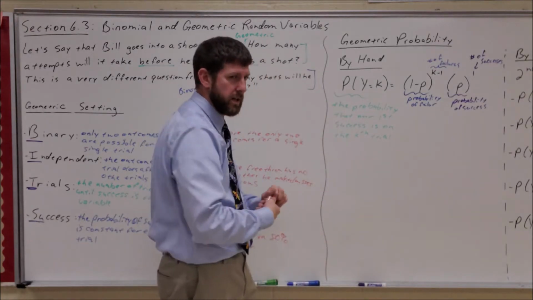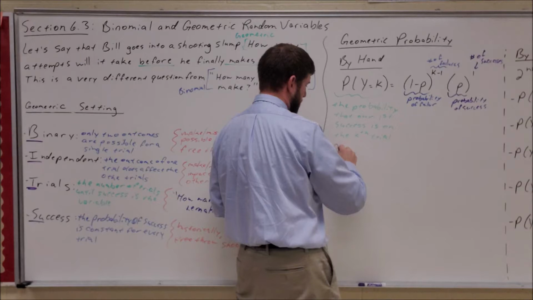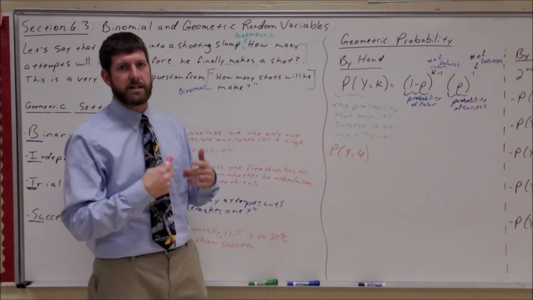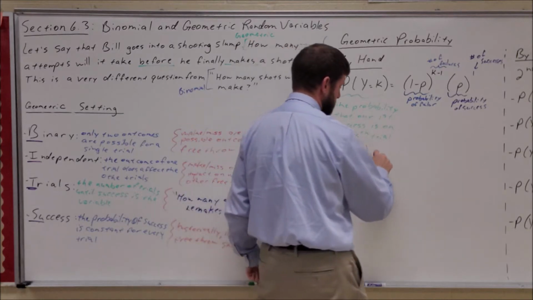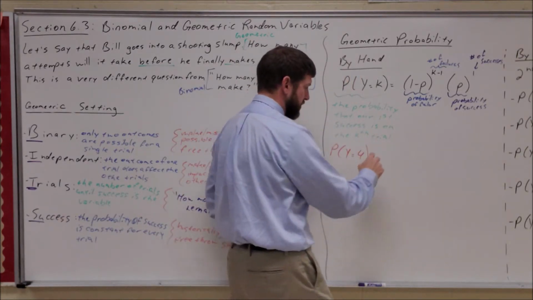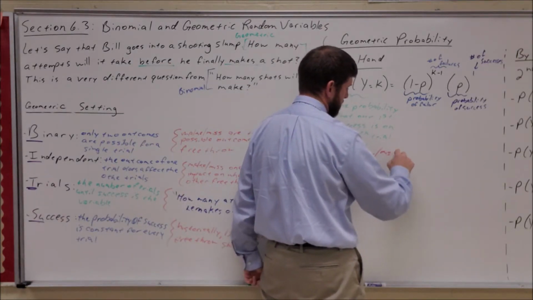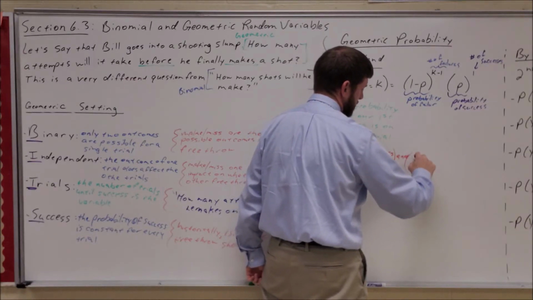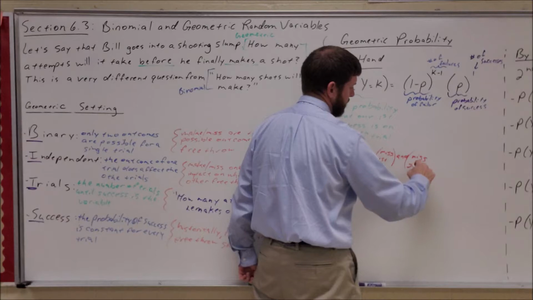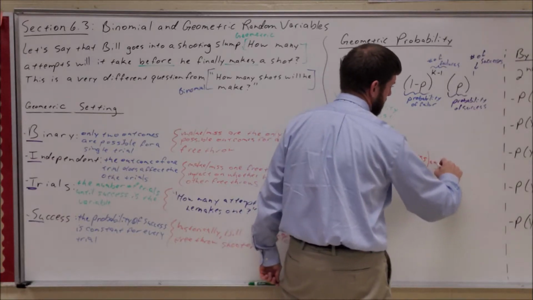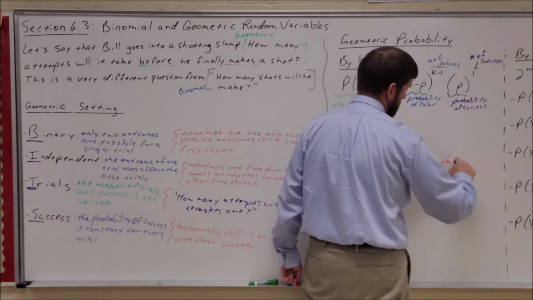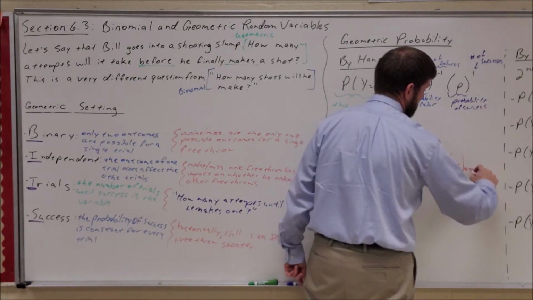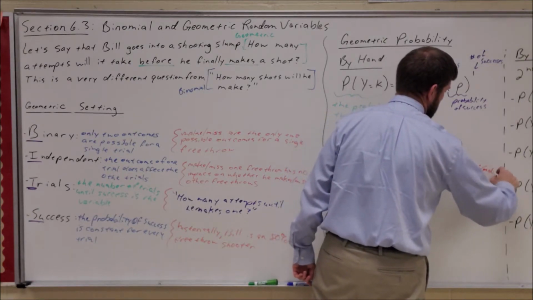So let's go through and work an example. Let's do the probability that y equals 4. The probability that he makes it on his 4th shot. So what does it mean to make it on his 4th shot? That means he missed the first, and missed the second, and missed the third, and he makes the 4th.